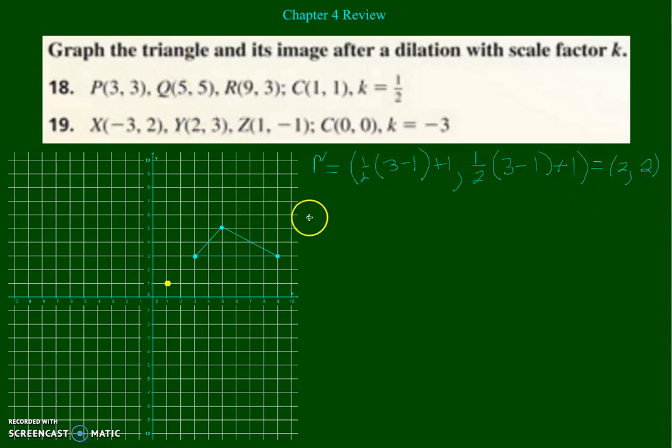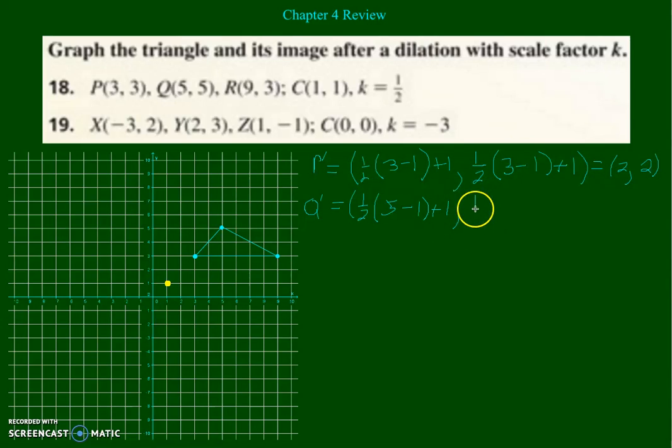Now we do the same thing for Q. So Q prime is 1/2, the scale factor, times the x-coordinate of point Q. So this time it's 5 minus the center. Notice this value and this value are going to be the same because we have the same center point. So we subtracted off the center, moving this point to the origin. Then we add it back again after our dilation.